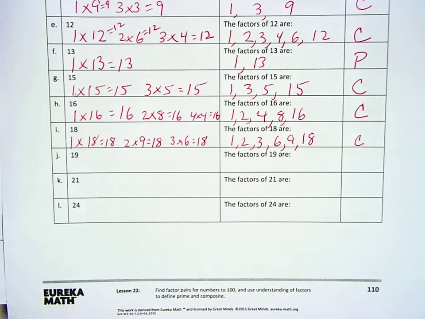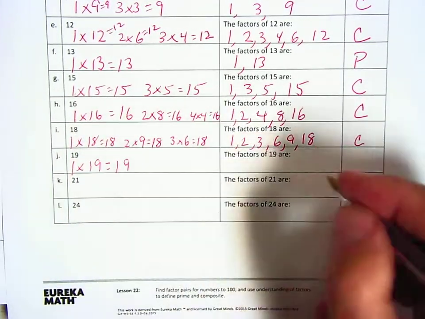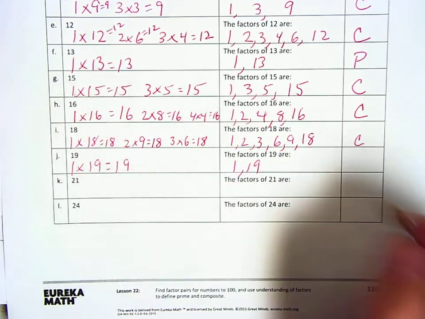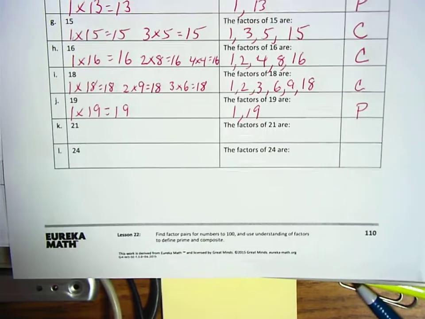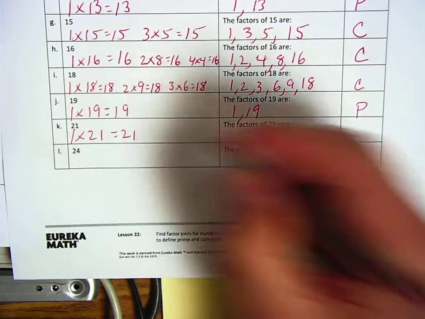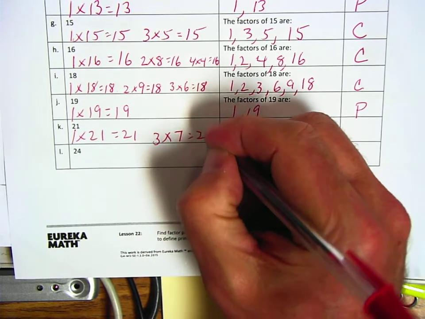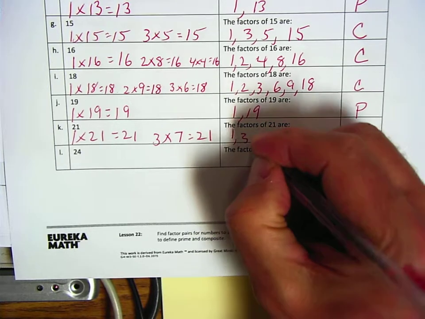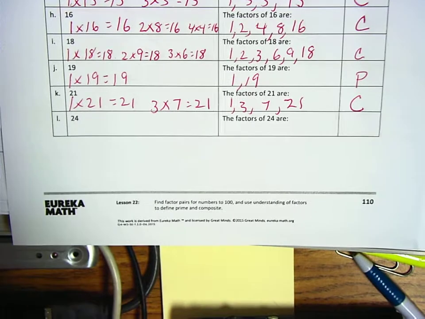There we go. And 19, 1 times 19 equals 19. And there's only 1 and 19. No other ways to make 19, so it is prime. And we have a couple more to do here. 1 times 21 is equal to 21. And let's see, how about 3 times 7 is equal to 21? And those are the only ways. So we have 1, 21, and we have 3, and we have 7. So it's composite.